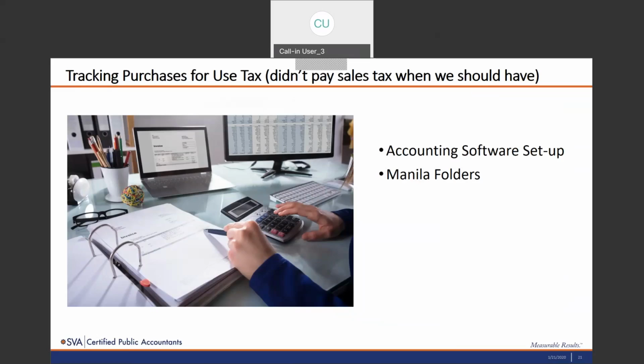Or the other option would be to keep track with folders. So looking at your bills, depending on how often you pay your bills, whether that's weekly or every couple of weeks, just see, okay, am I getting charged sales tax, or essentially use tax, on those vendors? If not, make a copy of it and put it in that folder, so when it comes to the time of filing your report, quarterly or annually, you'll be able to pull up all those vendor invoices and give the grand total to report as use tax purchases.